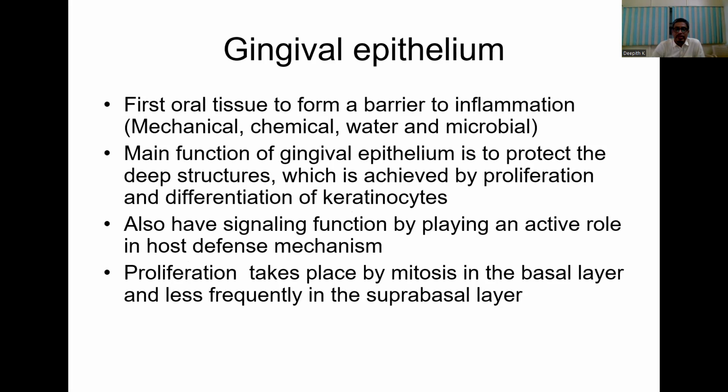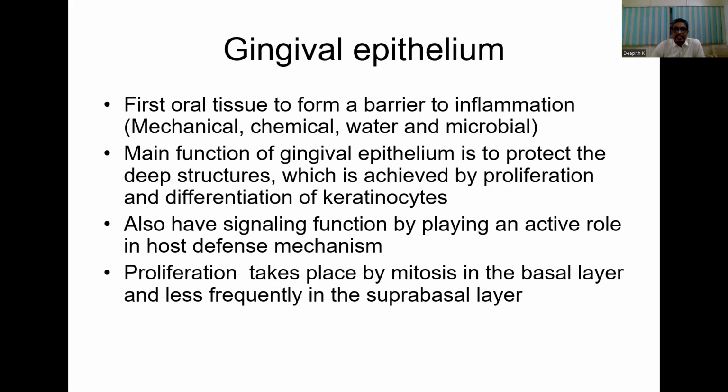Coming to the gingival epithelium, what are its functions? It's the first oral tissue to form a barrier against inflammation from mechanical, chemical, and microbial insults. It's the first line of defense. The main function of the gingival epithelium is to protect the deeper structures, which is achieved by the proliferation and differentiation of the keratinocytes. This is also called keratinization, as the cell travels from the basal layer to the superficial layer. It also has a signaling function, playing an active role in the host defense mechanism.